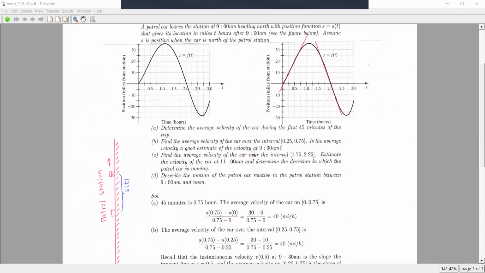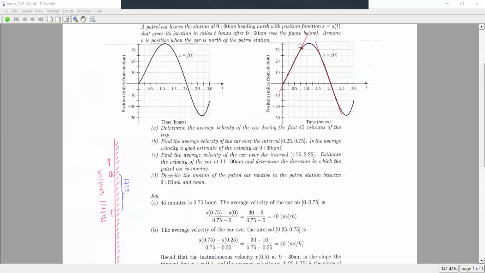The velocity at 9:30 a.m. in the graph is 0.5. This is instantaneous velocity. The velocity at 9:30 a.m. is the slope of the tangent line to the graph at 0.5. You should draw a tangent line here.